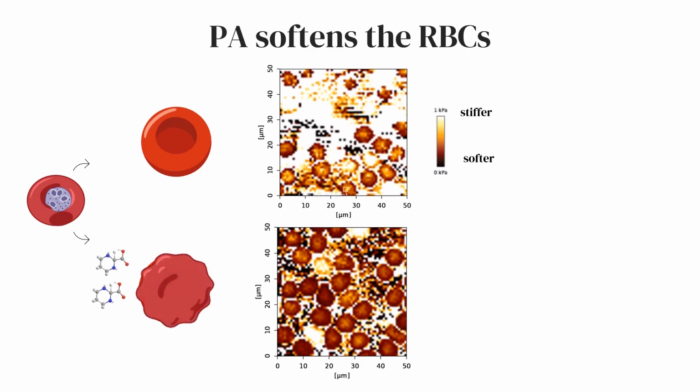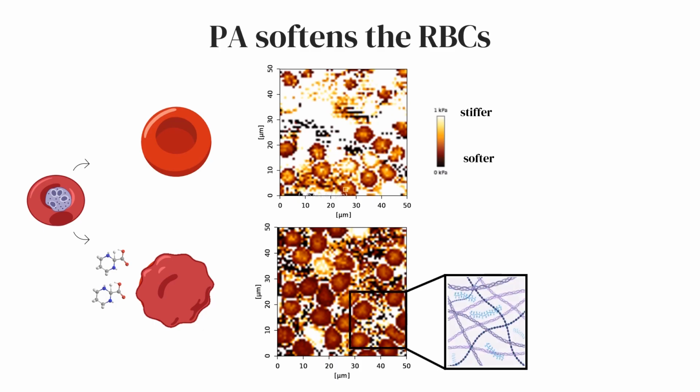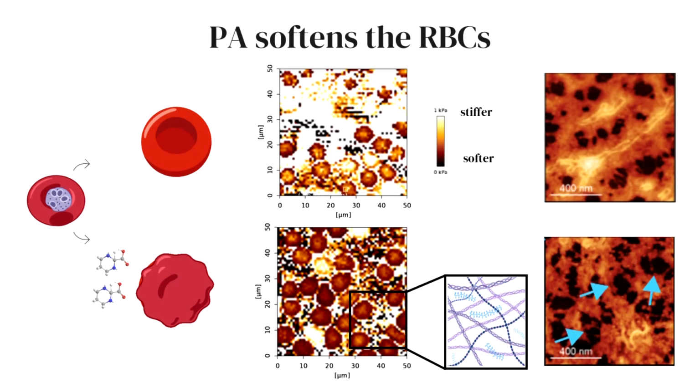We know that the cytoskeleton is the one that supports the membrane. Therefore, we asked, can we also scan the cytoskeleton using atomic force microscopy? And the answer was yes. We managed to expose the cell, and you can see here in non-treated cells we have an organized cytoskeleton. But when we treated red blood cells with pipecolic acid, we see disruption in the cytoskeleton and large gaps, meaning pipecolic acid softened the cells and disrupted the cytoskeleton.